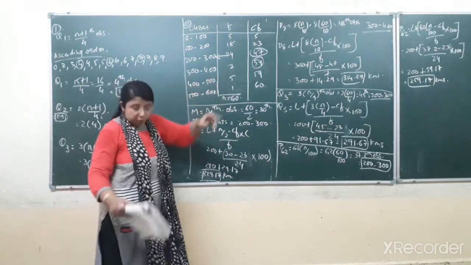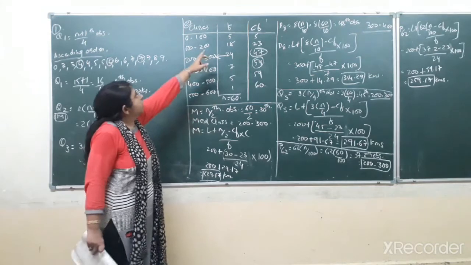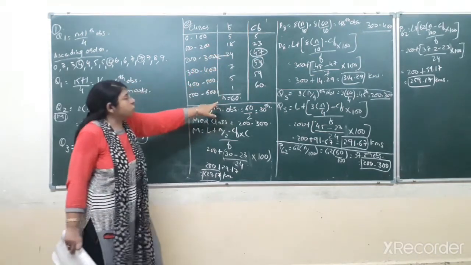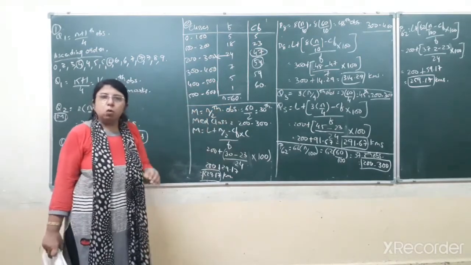Next is the frequency, that is the number of days, considered as frequency over here. That is also given in the question: 5, 18, 24, 7, 5 and 1. So the total number of observations, the sum of frequencies, is equal to 60. N is equal to 60.